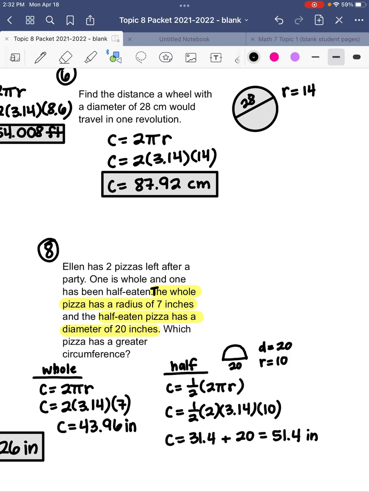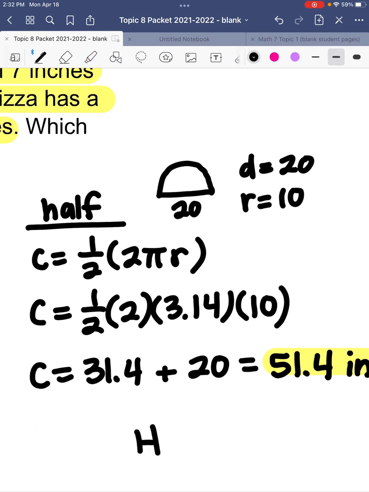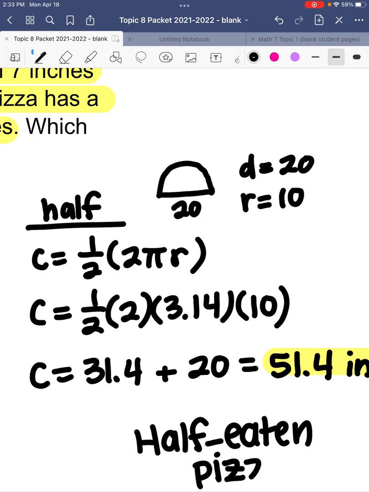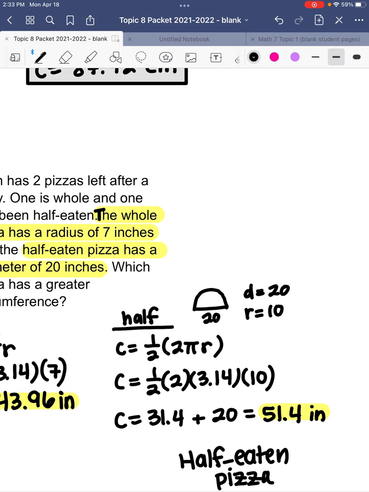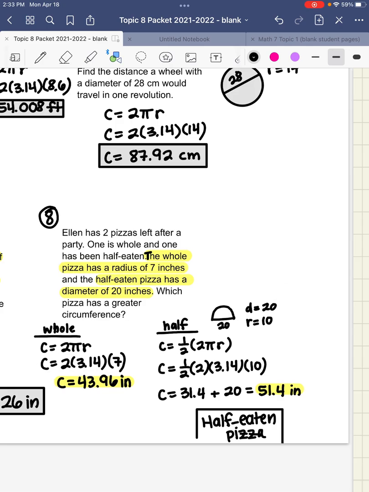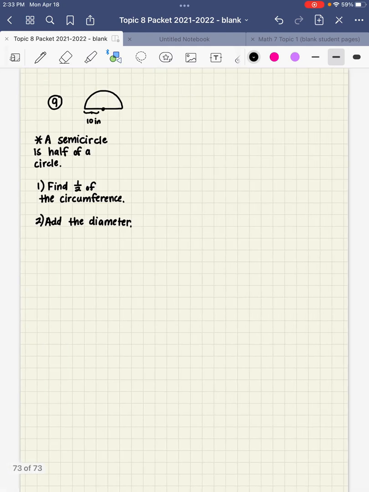Okay, so now we've got our two circumferences. The whole pizza is 43.96 inches, and the half-eaten pizza is 51.4 inches. Which one has a greater circumference? It's the half-eaten pizza. That's the one that has the greater circumference. Okay, let's move on to our last problem.